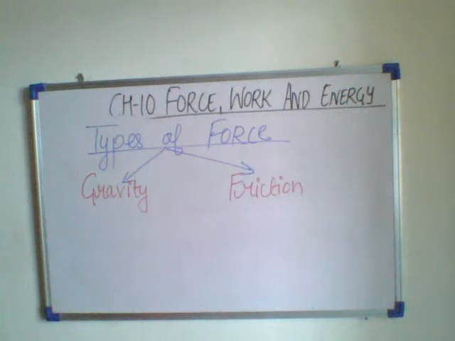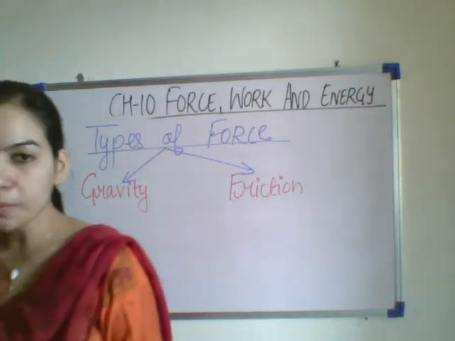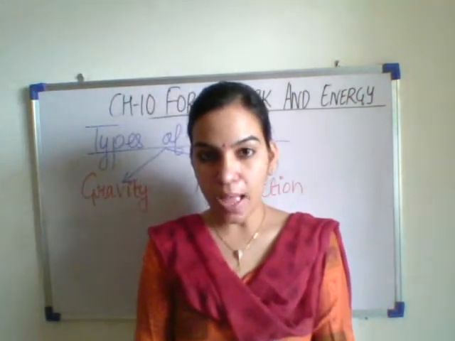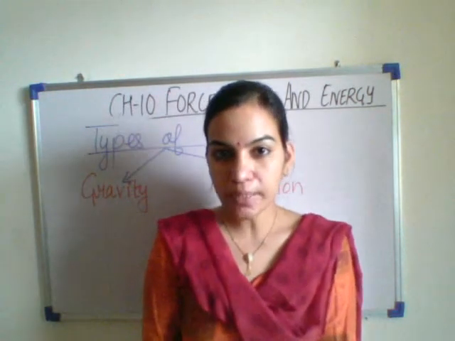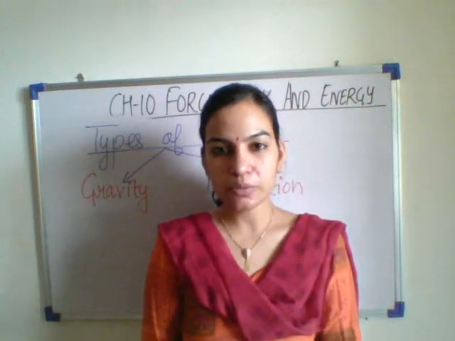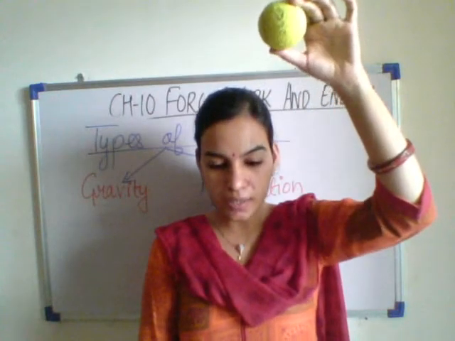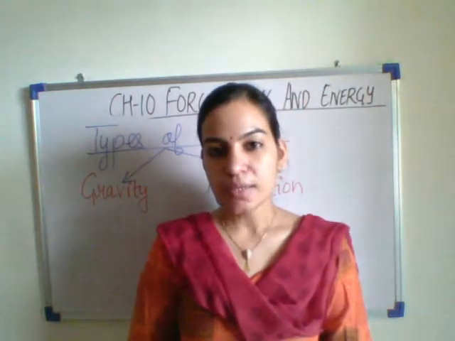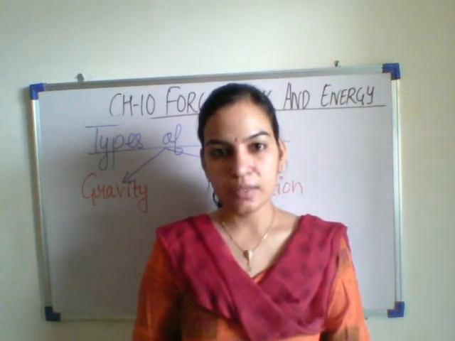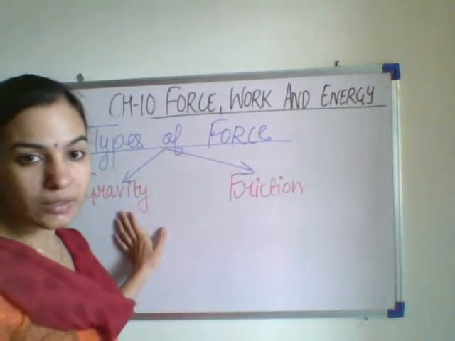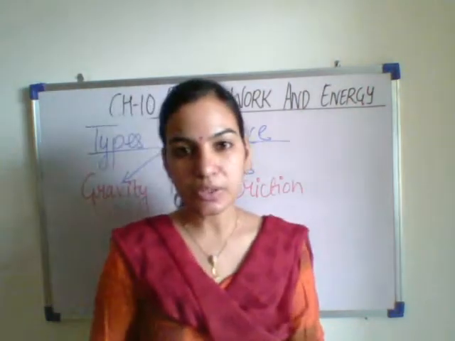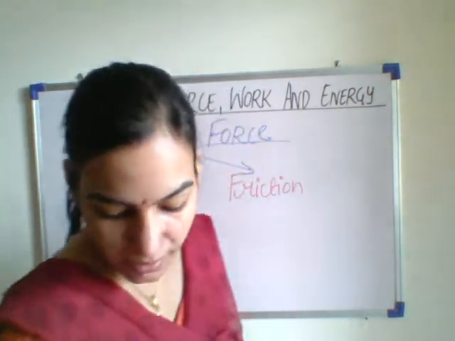So what is gravity? What happens when you throw a ball up into the sky? Does it keep moving in the air or does it fall back? Suppose this is a ball. If I throw anything in the upward direction, it will come down. Why does it come down? It is because of gravity. On the earth, the force of gravity is there which pulls everything in the downward direction.